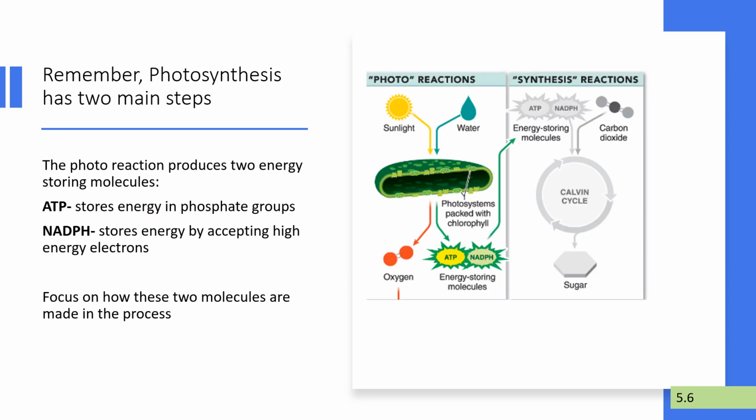The goal of the photoreaction is to store energy, and we do that by storing sunlight energy in the bonds of two molecules, ATP and NADPH. You may remember that ATP stores energy in its phosphate groups. NADPH has a different way of storing energy. It does this by accepting high energy electrons. As we talk about the photoreaction, pay attention to how those two molecules are formed.